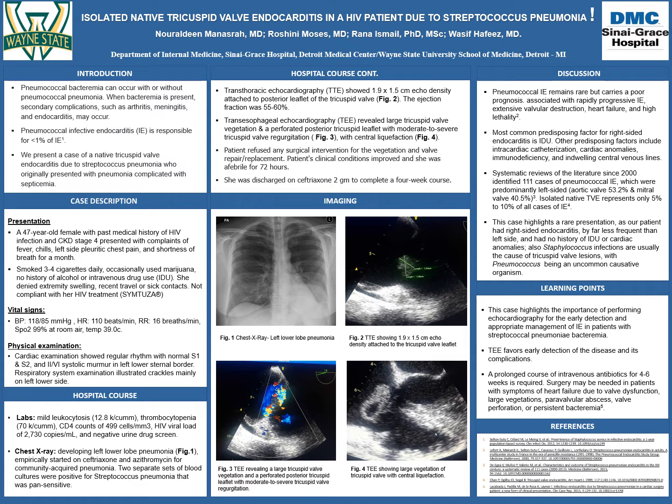Pneumococcal infective endocarditis remains rare, but carries a poor prognosis. It can cause rapid progressive infective endocarditis and extensive valvular destruction, and has a high mortality. The most common predisposing factor, as we know, for right-sided endocarditis is IV drug use. Other predisposing factors include intracardiac catheterization, cardiac anomalies, or immunodeficiency. On systematic review of the literature since 2000, there were 111 cases of pneumococcal infective endocarditis, more predominantly involving the left side. Aortic valve was 53%, mitral valve was 40%.